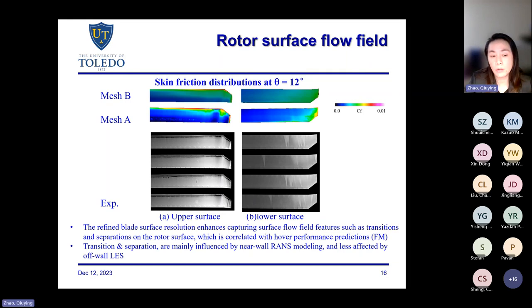Okay. So overall, the refined blade surface resolution enhances the capturing of the flow field, such as transition and separations on the rotor surface. However, the transition and separation are mainly affected by the near-wall RANS modeling, and have a lesser effect from the off-wall LES method.